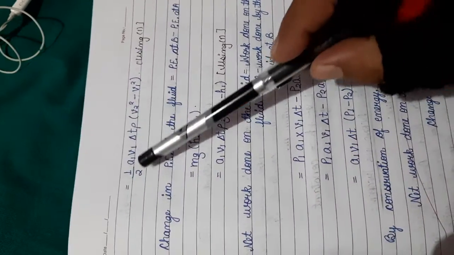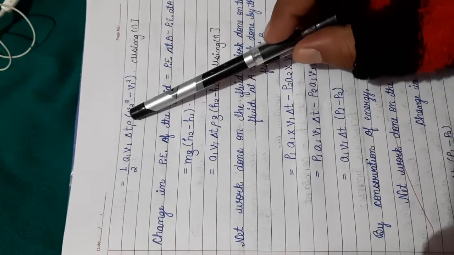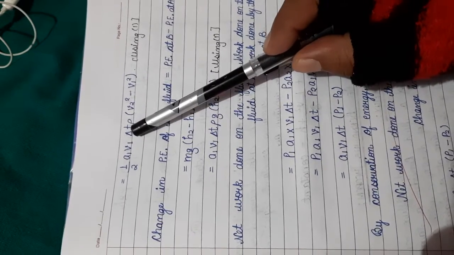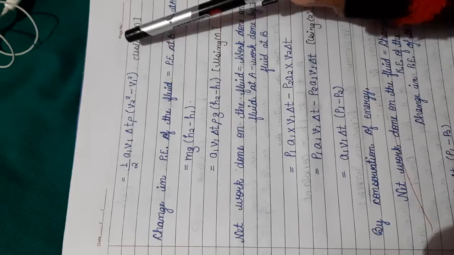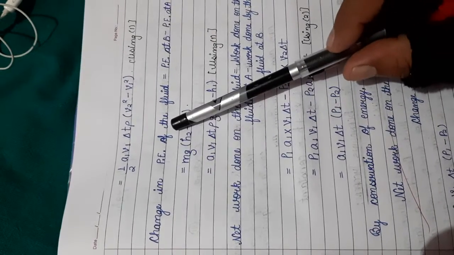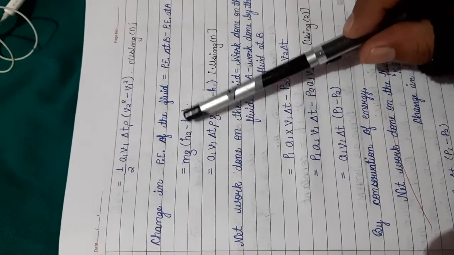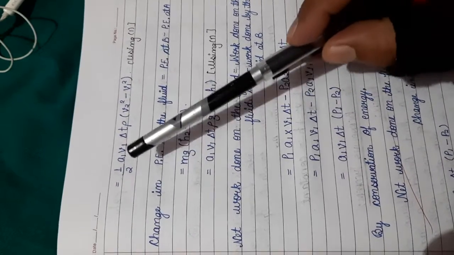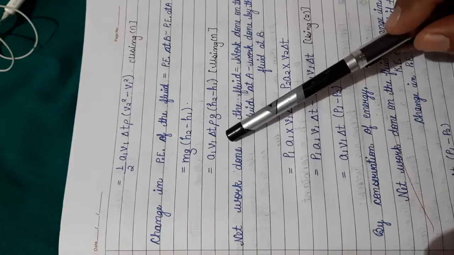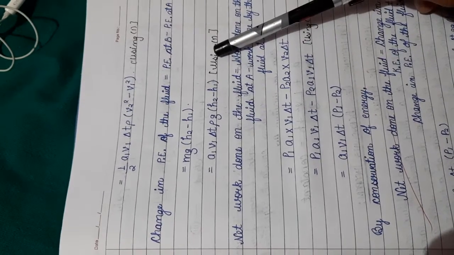So substituting the value of the mass, I can substitute the mass here: A1 V1 T, mass is equal to volume into density. So this is using. Now the change in potential energy: potential energy at B minus potential energy at A, M into G, H2 minus H1. Again mass is equal to volume into density, so I am substituting this value here. So this is another equation.